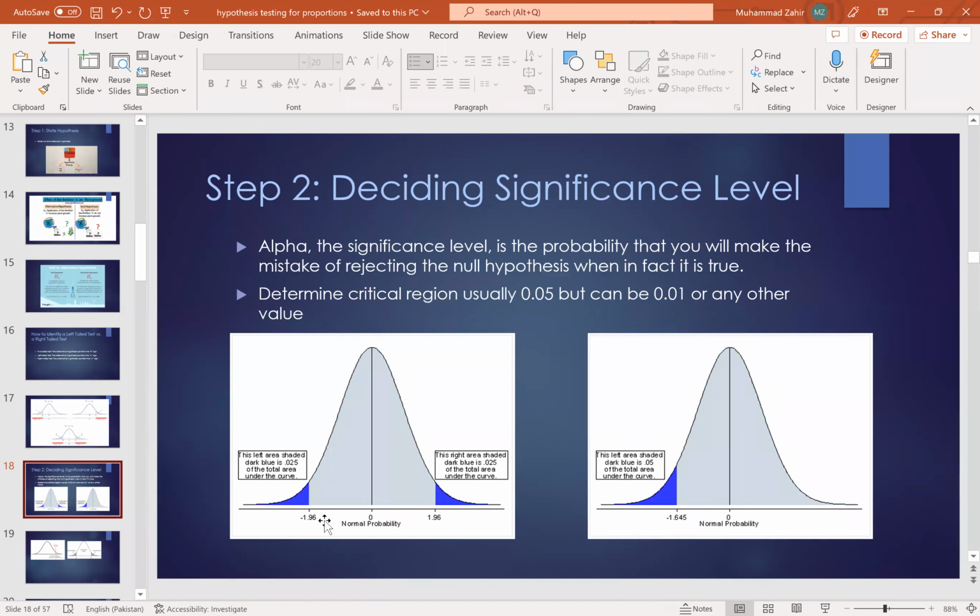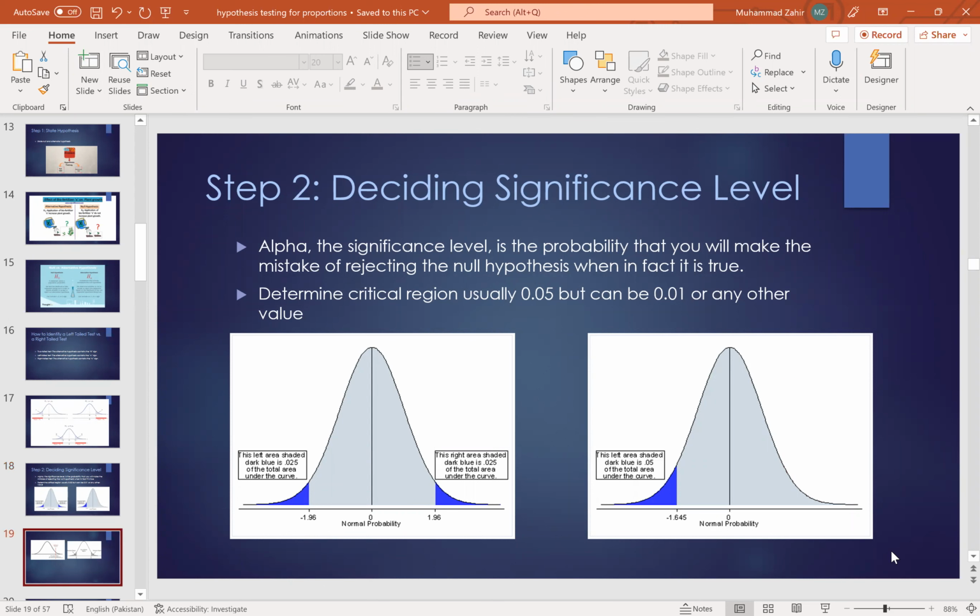You can say it is the normal probability. If this left blue dark area is 0.25 of the total area under the curve, it is again 0.25 on the other side, and its value is 1.96 over here. On this side, it is 0.05, and it is divided on both sides, and when it's on one side, it is 0.05 under the curve.